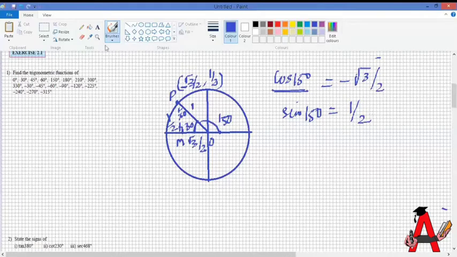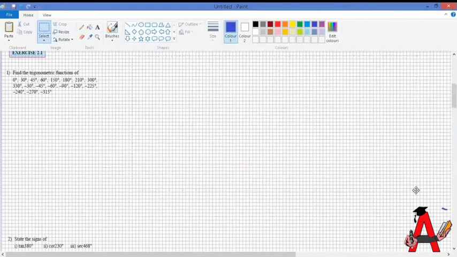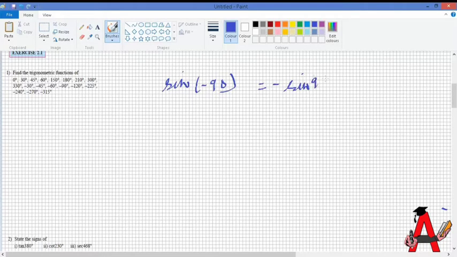Now let's try and understand one more thing here. What happens for a negative angle? I already told you, you will use the same concept for negative angles. For example, if you have to find sine of minus 90, you will write minus sine 90. You know sine 90 is equal to 1, so this will become minus 1. So remember, sine minus theta is minus sine theta, cos minus theta is equal to cos theta, and so on, using all those formulas.